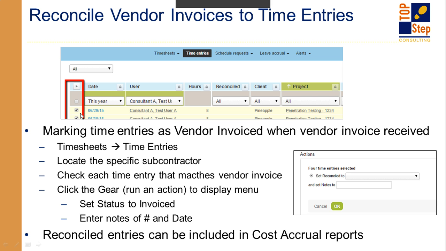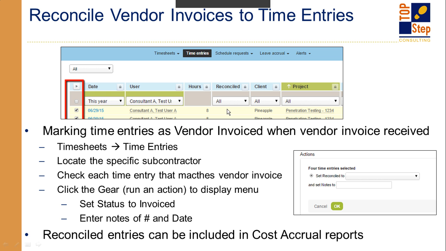Then you can click, it's actually not the gear, this is misworded, it's this little play button up at the top of the column to display a menu. And this is the menu you get, this Actions menu over here on the right. And what you can do at this point is you can say, set the reconciled value of these to invoiced. And you mark those as invoiced, and then this reconciled column shows you what was invoiced to you.